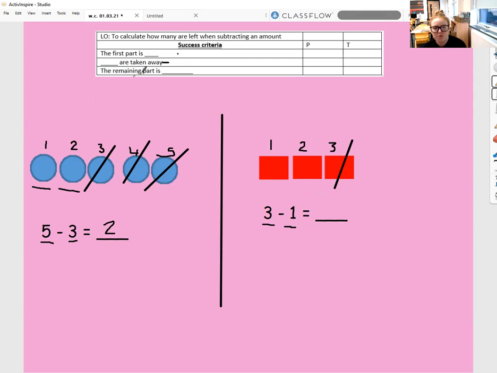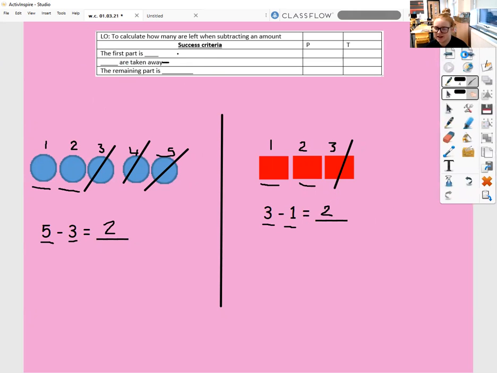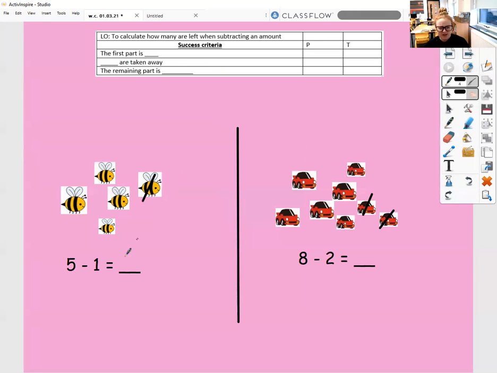Now we want to know the remaining part. So what is the remaining part? The remaining part is 1, 2. The remaining part is 2. Fantastic, Year 1.